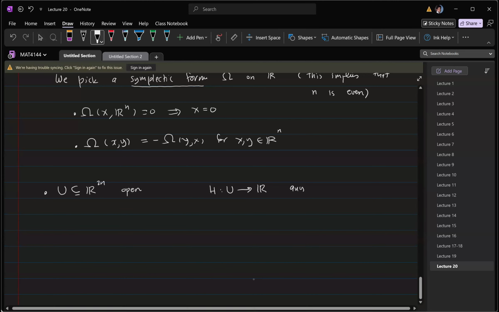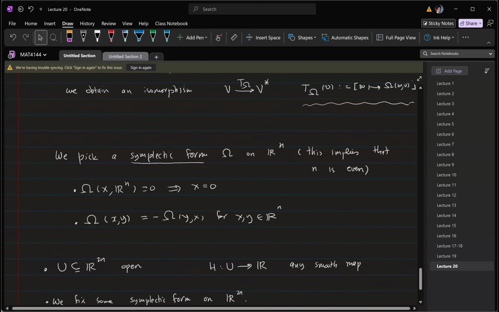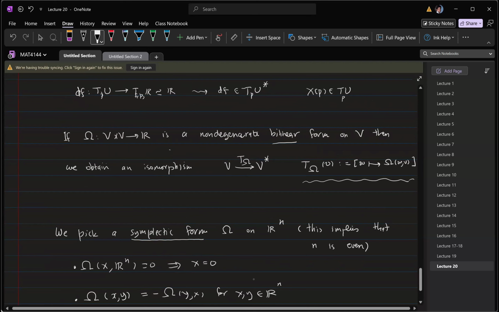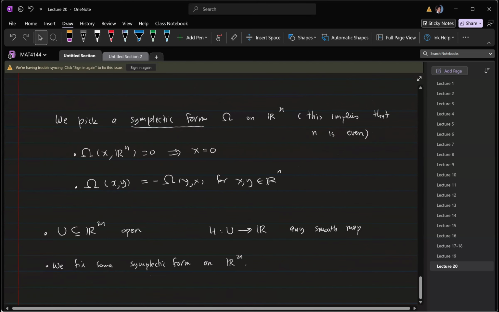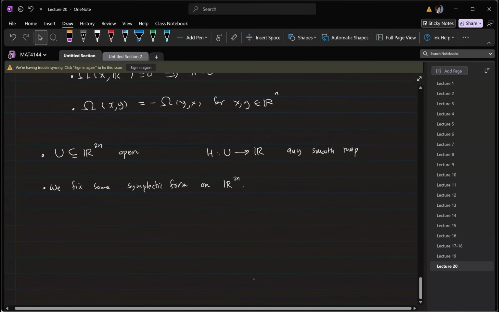So you take any smooth function, real valued. And remember that we have fixed some symplectic form on R^2n. Here I should maybe add, I didn't say this specifically, it's bilinear. These were not in the bullet conditions, but I already said there it's bilinear. Don't forget it's a bilinear form. So we fix some symplectic form, say omega.